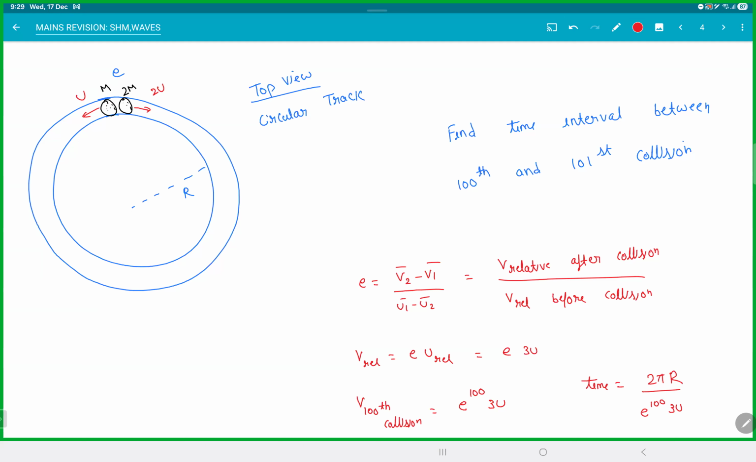You don't want v1, you don't want v2. What you want is v2 minus v1. And let them collide however they want. It doesn't matter. The masses can be anything. So the relative velocity always becomes e times. After 100 collisions, relative velocity becomes e power 100. So that's the time between the two collisions. Clear with this?